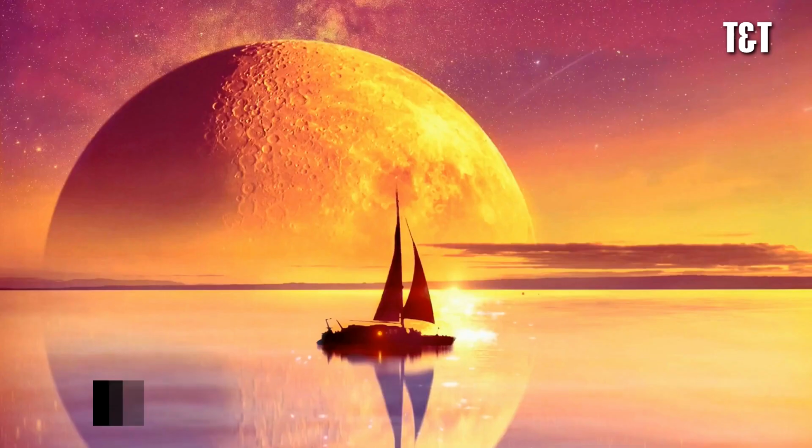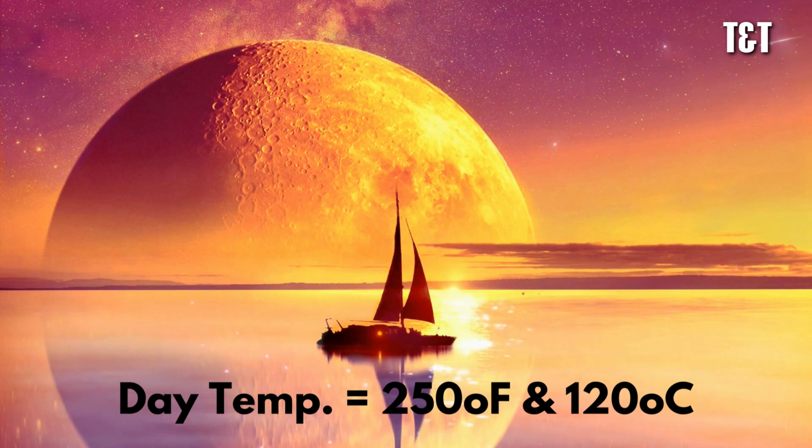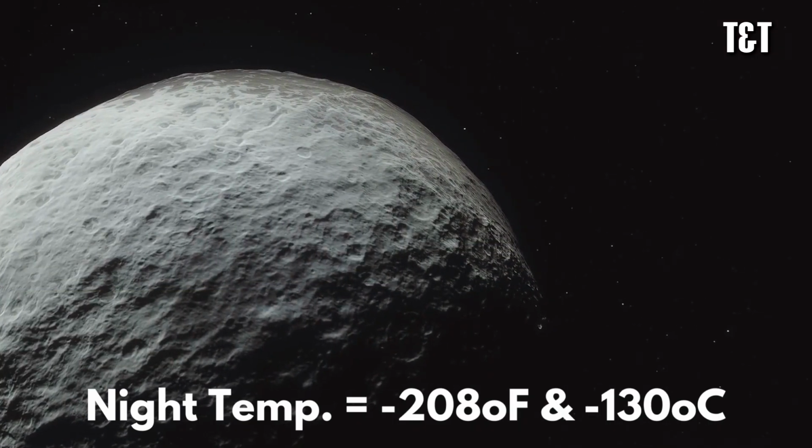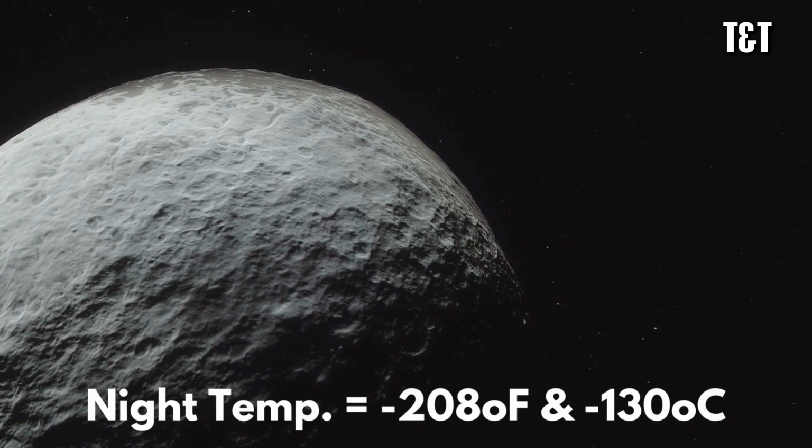Let's talk about the weather on the moon. The weather on the moon is very extreme. In the daytime the temperature on the moon is around 120 degrees Celsius, and in the night time it decreases to minus 130 degrees Celsius.